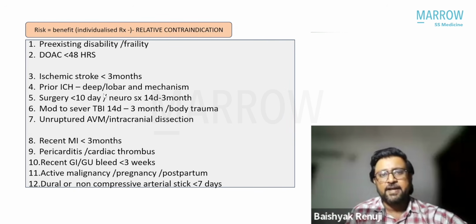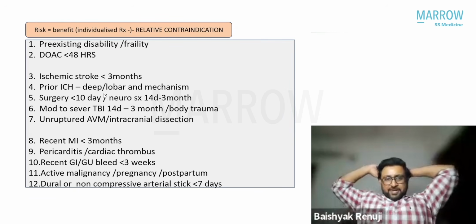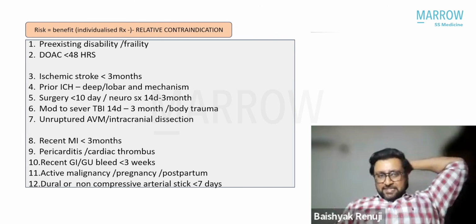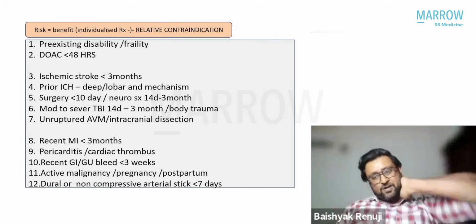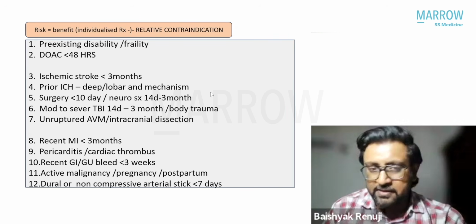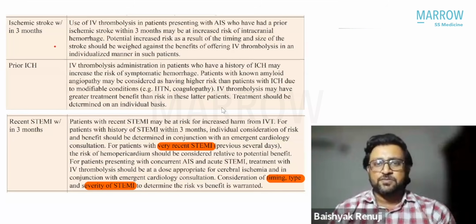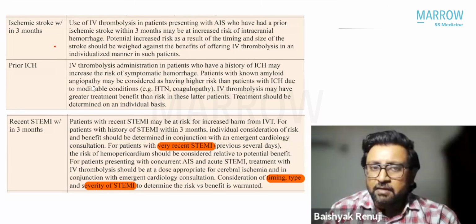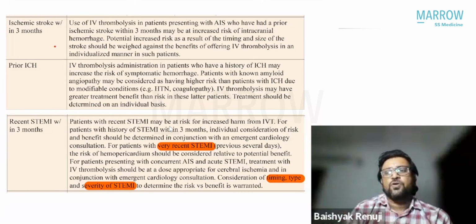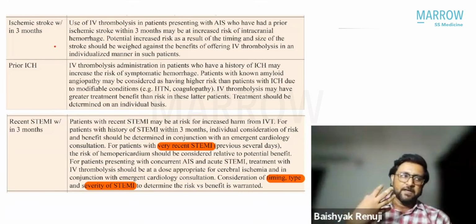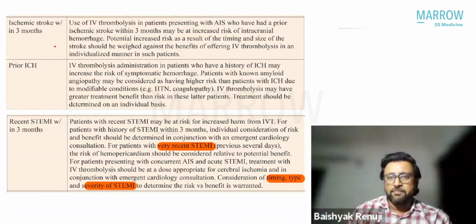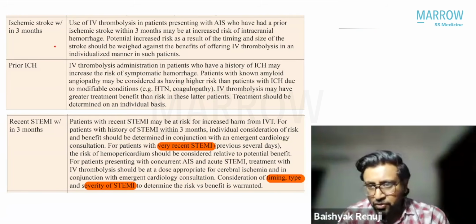Then prior ICH, that is again the most contradictory thing. Prior ICH is now considered a relative contraindication. I'll show the slide because it is a very confusing area. What they are telling is, if the bleed is because of a non-correctable cause, like an aneurysm rupture, an AVM bleed, or amyloid angiopathy, such conditions we cannot thrombolyze.